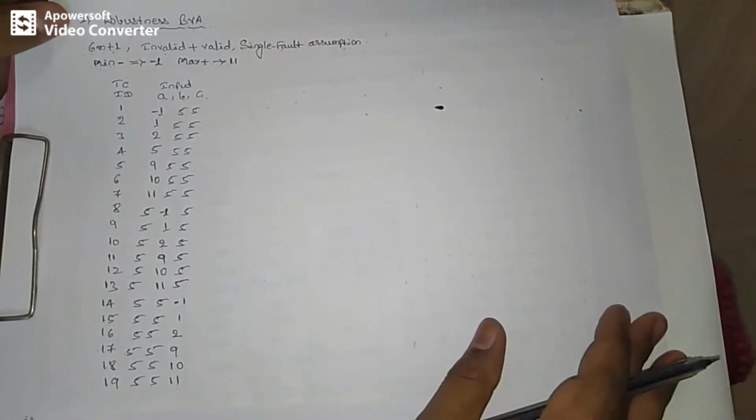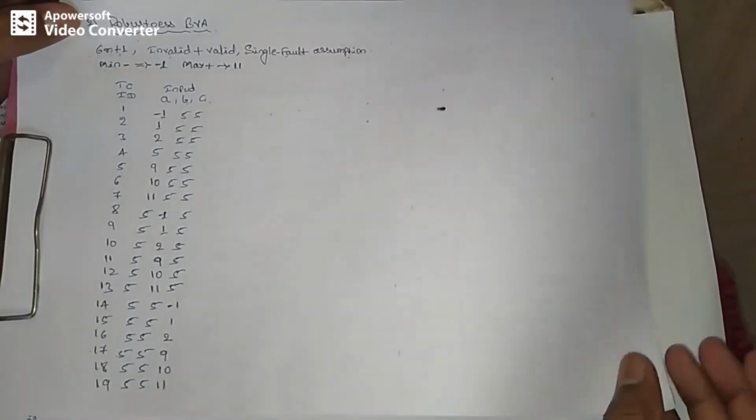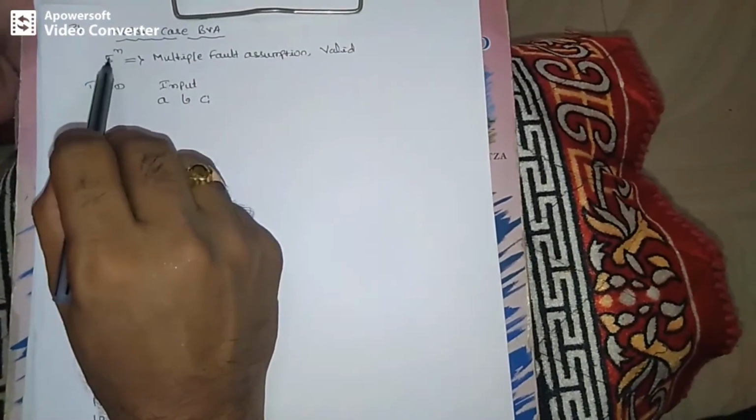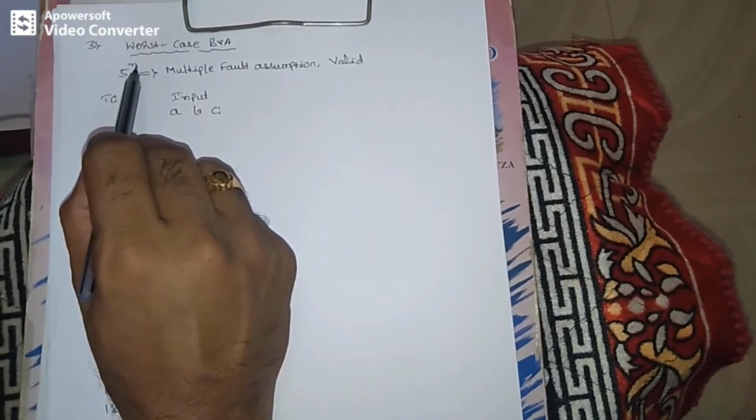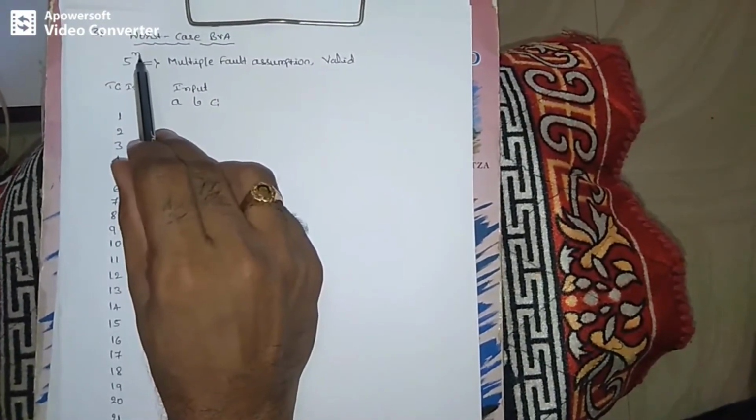So next we will continue with the third category. The third category is the worst case boundary value analysis method. In the worst case boundary value analysis method, 5 to the power of n is the number of test cases we are generating. So 5 to the power of n is the formula.